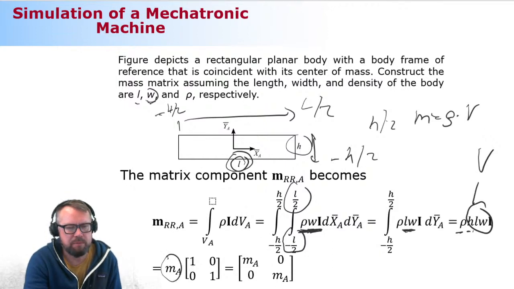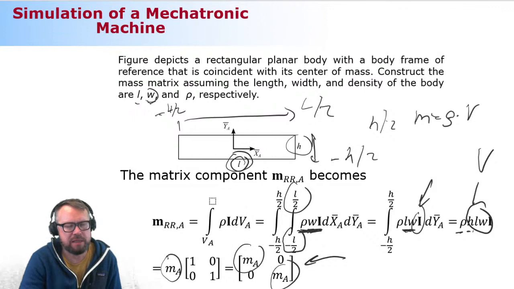And that's then multiplied by this identity matrix, this guy here. And the result is the mass of the body located in the diagonal of this 2x2 matrix. Simple.